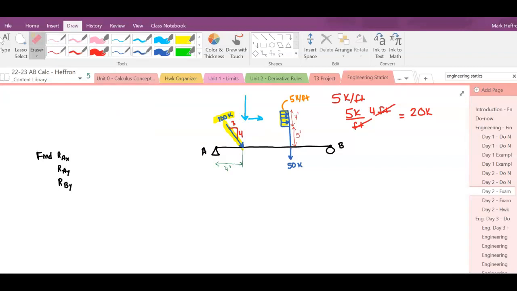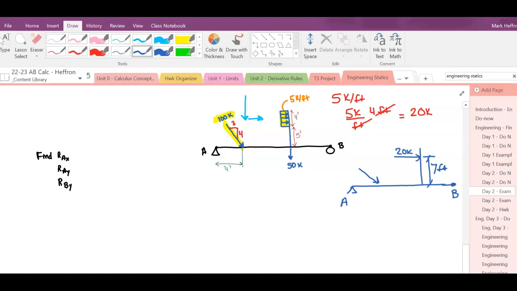So I'm actually going to take the liberty to rewrite this and say, I have force coming down, and this 20 kips applies 5 plus halfway up 4 is 2, so this is going to apply 7 feet above the beam. And then we've got point B over here, and this is point A.